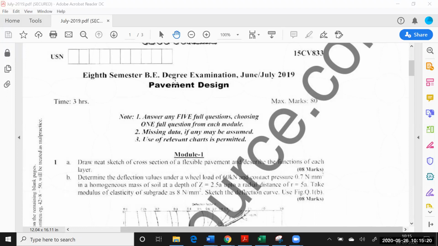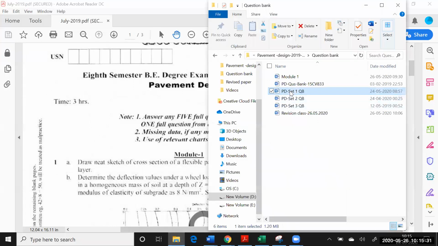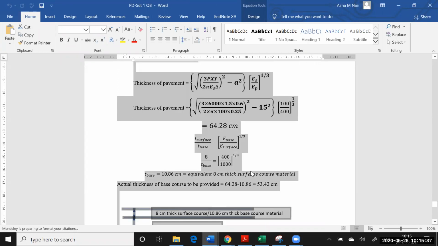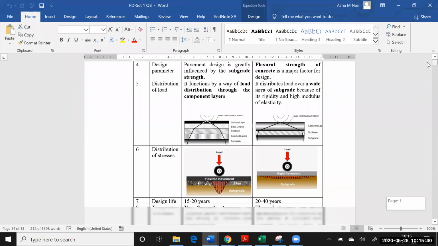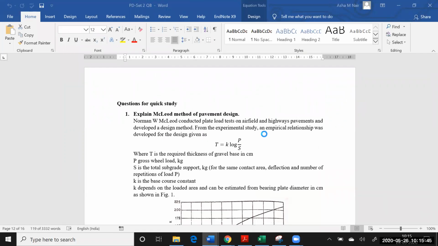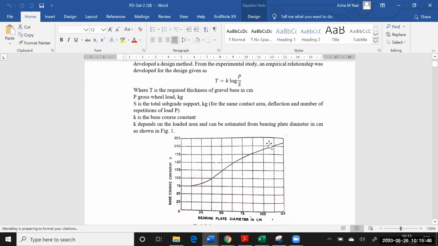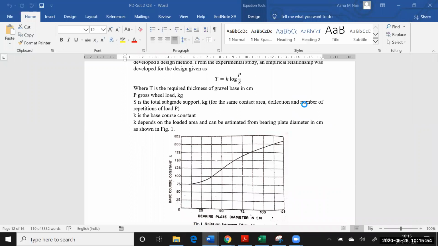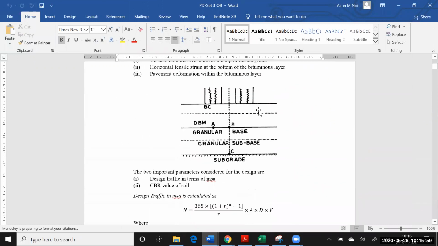I've already shared with you 3 sets of question banks that can be used for this subject. Basically, that question bank is not module-wise segregated. So I will just try to open it. These are the different question banks that are provided. This is the set 1 question bank, and the second one is the set 2 question bank. And we also have a set 3 question bank. So these are the 3 sets of question banks.